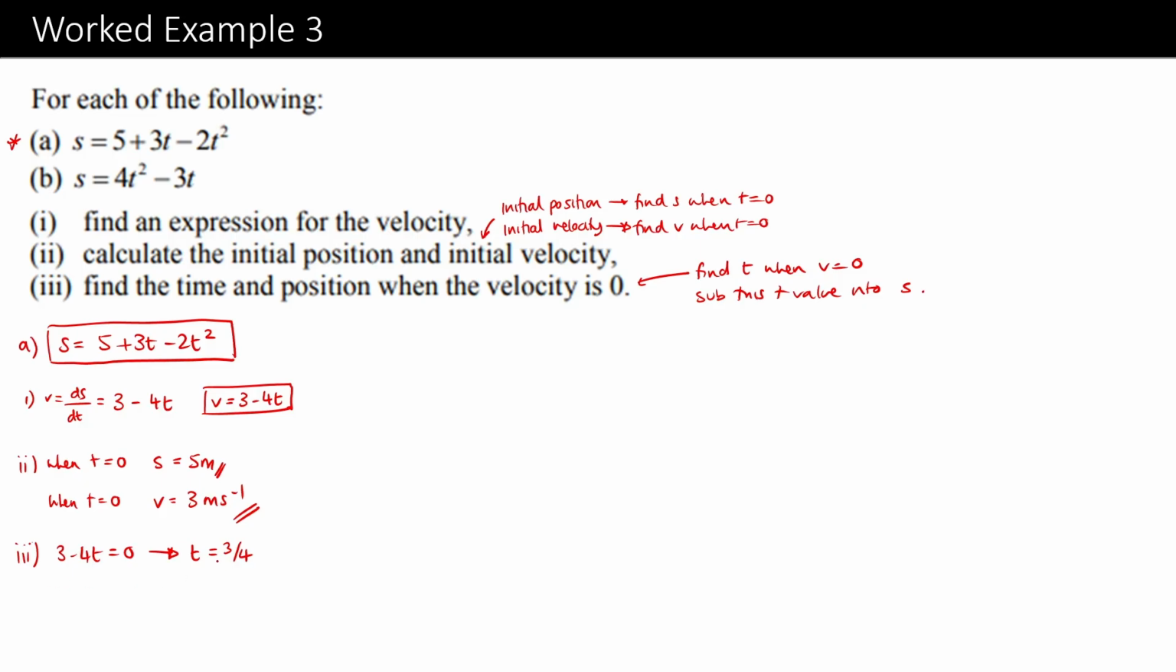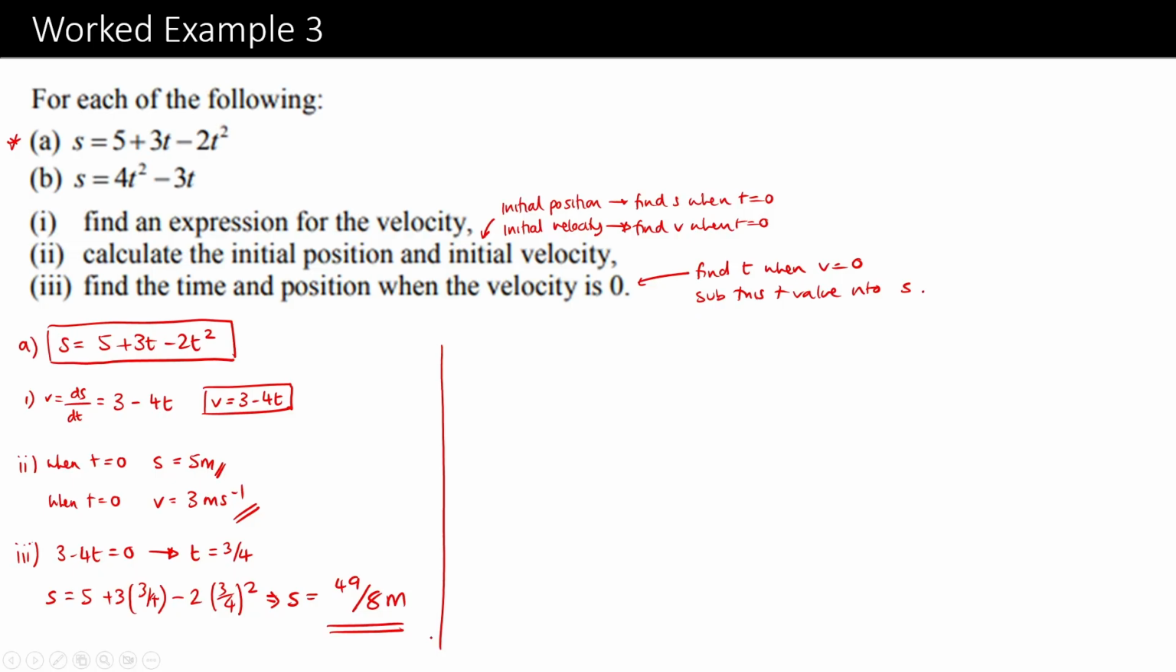And then I substitute that t value into S. So S equals 5 plus 3 lots of 3 over 4, minus 2 lots of 3 over 4 squared, which I just type into my calculator, in which I get an S value of 49 over 8, and that's in meters. And there's my answer for that one.